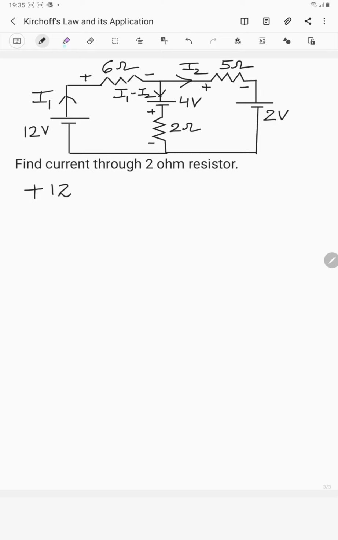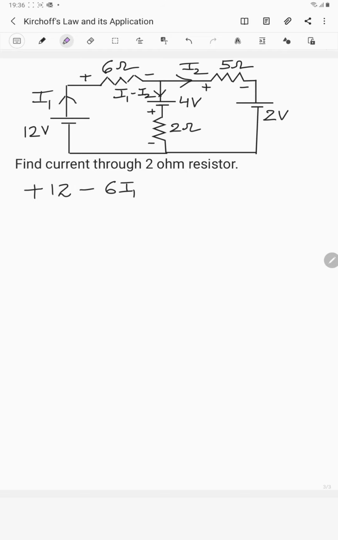Next element we encounter is a 6 ohm resistor. For this 6 ohm resistor, we are moving from plus to minus while moving in a clockwise direction, so the sign should be minus. What is the voltage across 6 ohm? The voltage should be 6 into I1, where I1 is the current flowing through the 6 ohm resistor. So the voltage across 6 ohm is 6 I1.